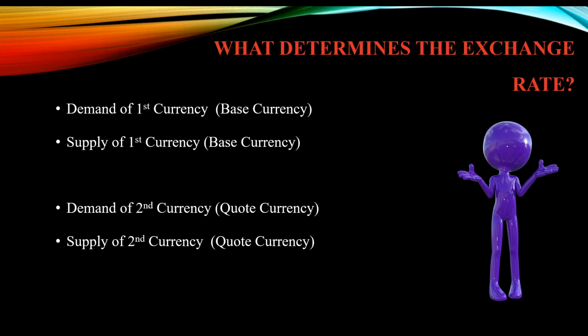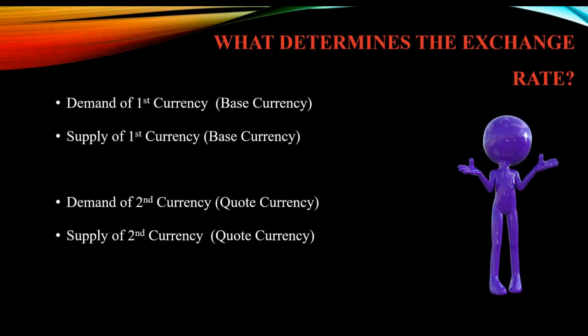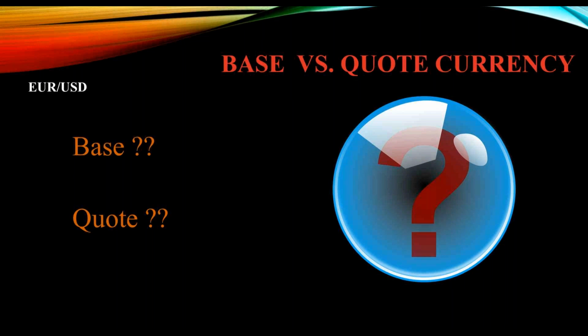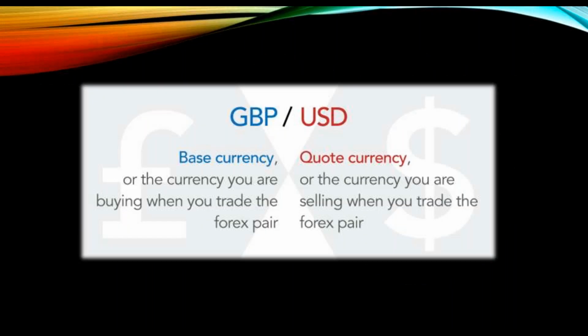All right. So guys, speaking about the base and quote currency, the base currency is the first currency in a currency pair. For instance, in this particular study, we are speaking about GBP USD, and in GBP USD, the GBP is a base currency and USD is a quote currency. So the base currency is the currency you are buying when you trade the pair.